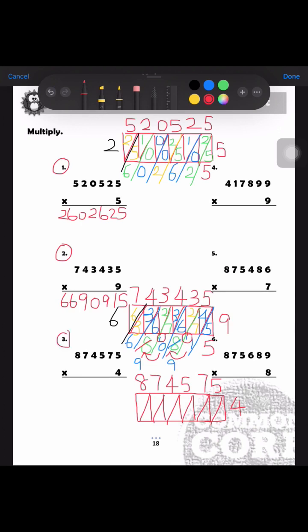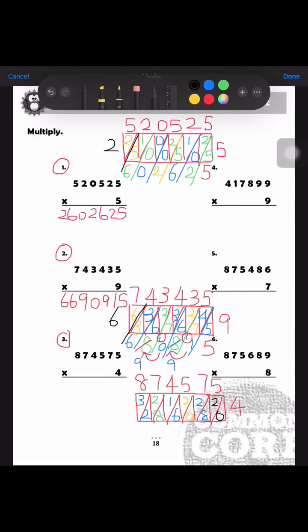Okay, next question. 874,575 times 4. Okay, so 8 times 4 equals 32, so 32. 7 times 4 equals 28, so 28. And then 4 times 4 equals 16, so 16. 5 times 4 equals 20, so 20. And then 7 times 4 equals 28, so 28. And then 5 times 4 equals 20, so 20.